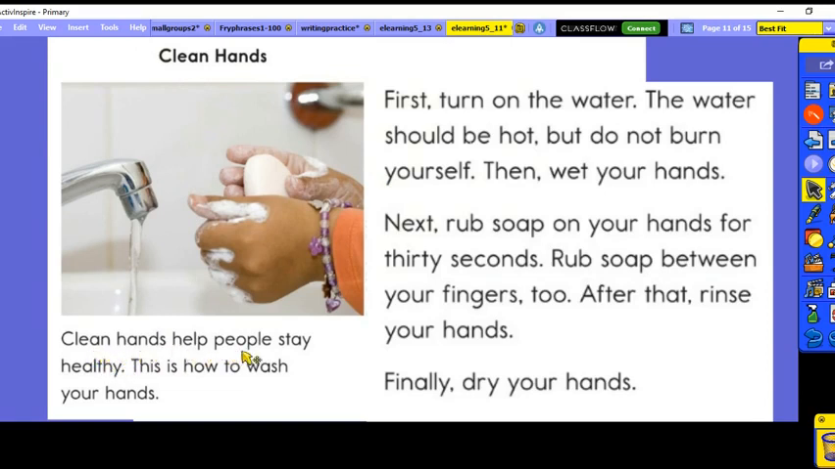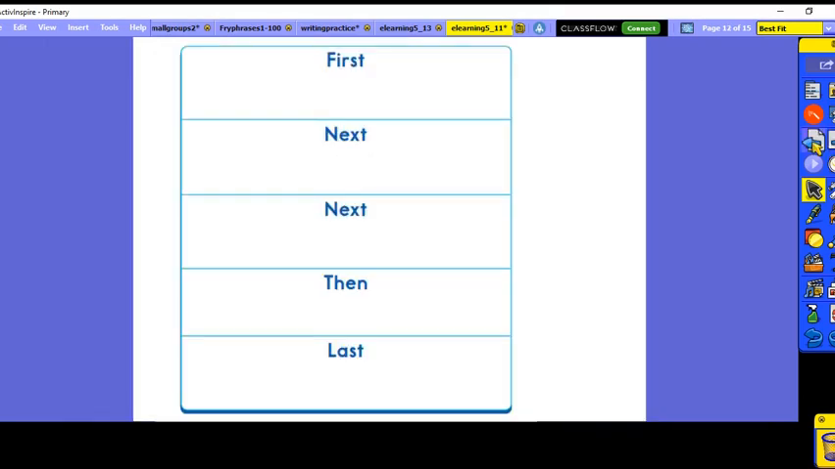Clean hands help people stay healthy. This is how to wash your hands. First, turn on the water. The water should be hot, but do not burn yourself. Then, wet your hands. Next, rub soap on your hands for 30 seconds. Rub soap between your fingers too. After that, rinse your hands. Finally, dry your hands.